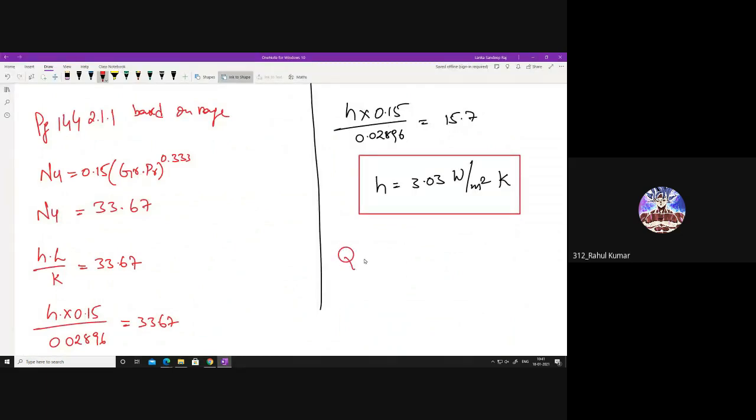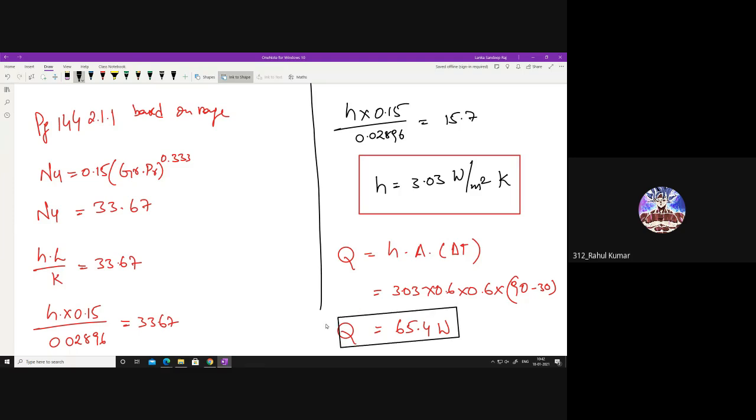So you have to get the value of Q here. Q is equal to h into A into delta T. So that is 3.03 into 0.6 into 0.6 into 90 minus 30. Tell me what is this Q value? 65.4. 65.4 watts.